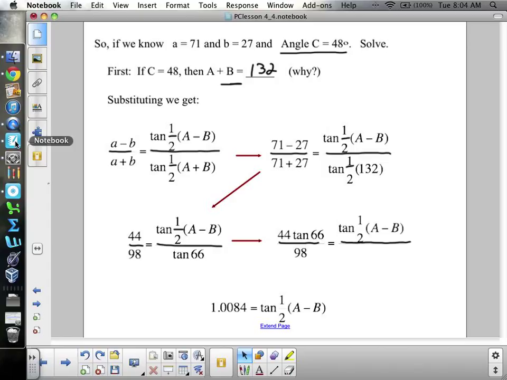So I kind of do the cross multiplying thing, but I'm only going to multiply this denominator in for now. I'm not going to do a full cross multiply because I just wind up dividing by 98 again anyway. So I multiply the 44 tan 66 divided by 98, and then I get 1.0084 as tangent of 1/2 A minus B. So far not so bad. It's a little tedious, but it's just plugging the numbers in and cranking things out. But here's where things get a little tricky. We aren't done yet.